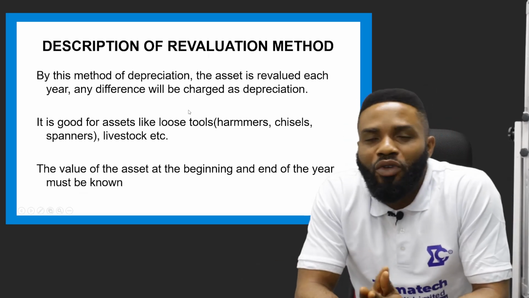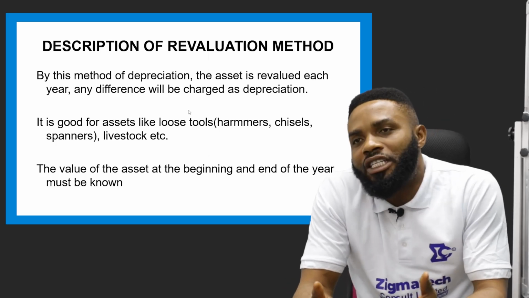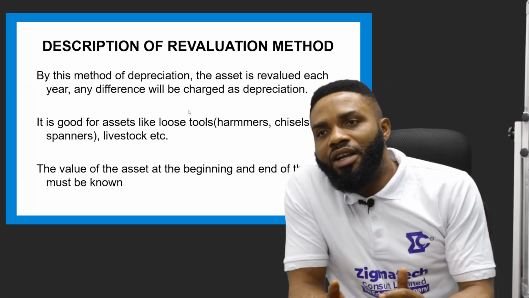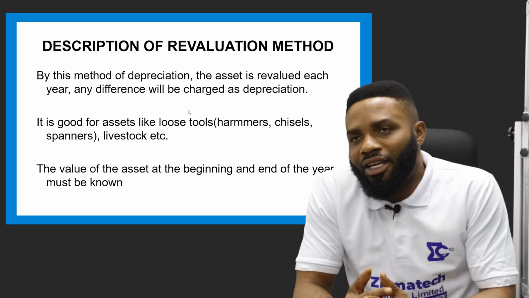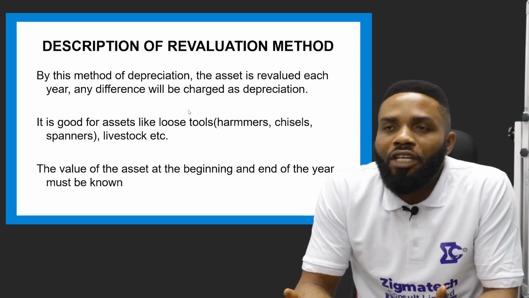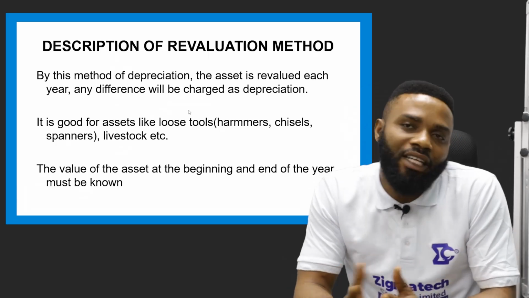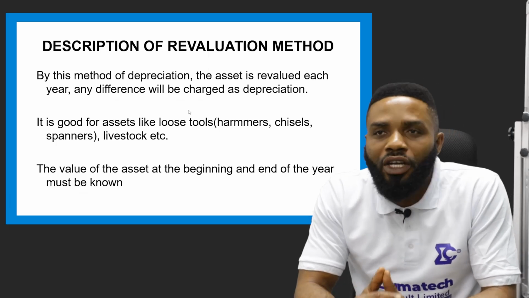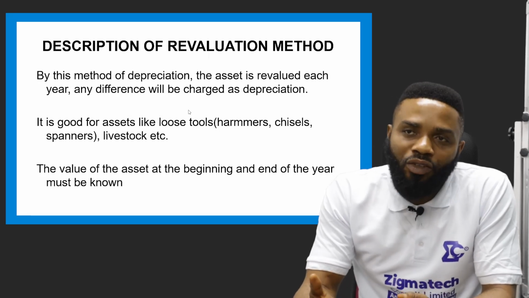When we talk about revaluation method, how is revaluation method different from other methods of calculating depreciation? What are those parameters that one needs to understand about revaluation method? In what way is it different from other methods, the likes of straight line, diminishing balance method, sum of the years' digit, disposal, depletion, or amortization? Now, number one, we said that by this method, the asset is revalued each year. Any difference will be charged as what?